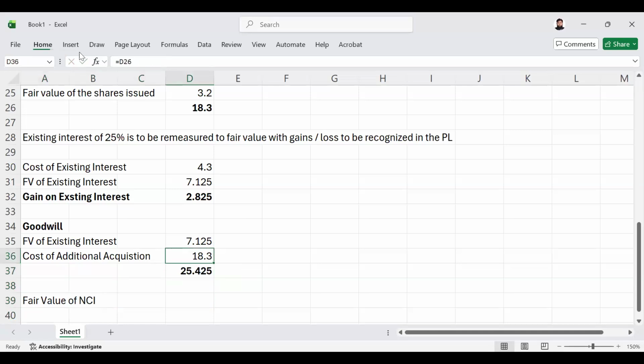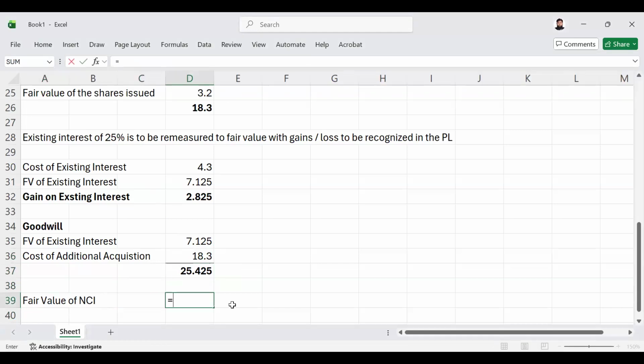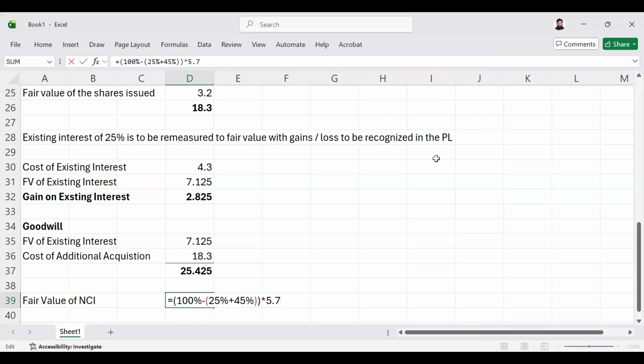So basically, 25% was the original shareholding, plus you acquired 45% more shareholding. So 100% minus 25% plus 45%, multiplied by the value of Brian's share, 5.7. Hence, the fair value of the NCI is 1.71.